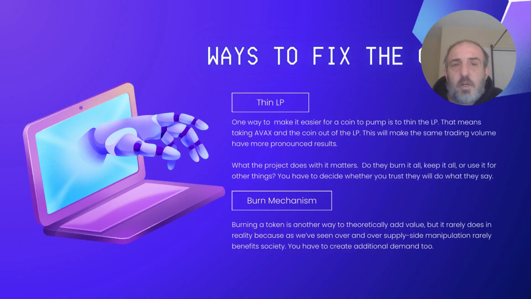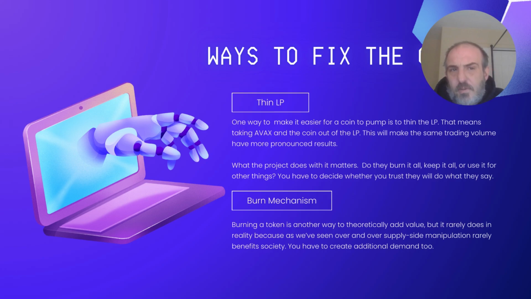That's why I started looking for ways to fix this problem. There's two main ones that I see projects use, but how they use it impacts whether it works or not. The first way is to thin an LP. This makes it easier for a coin to pump when you thin the LP. Thinning an LP is taking AVAX and the coin out of the LP. It will make it easier for the same trading volume to have more pronounced results.